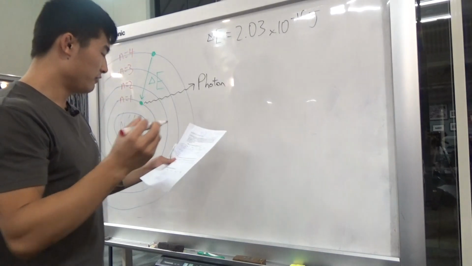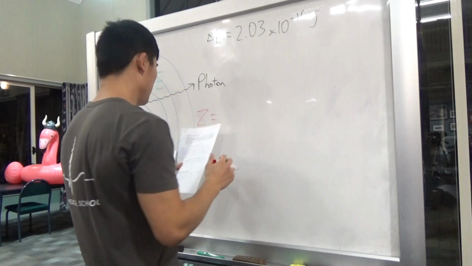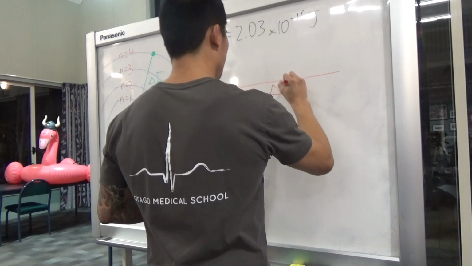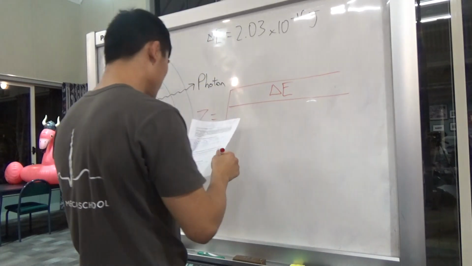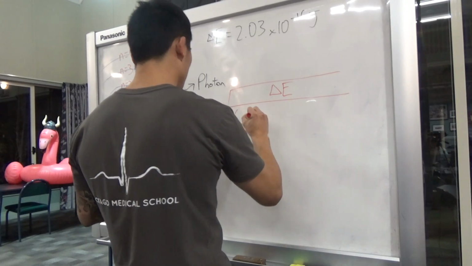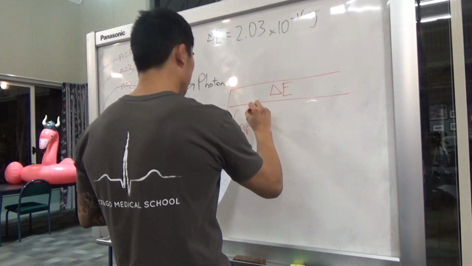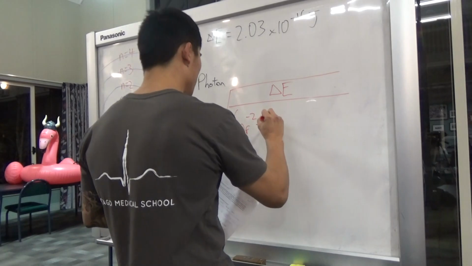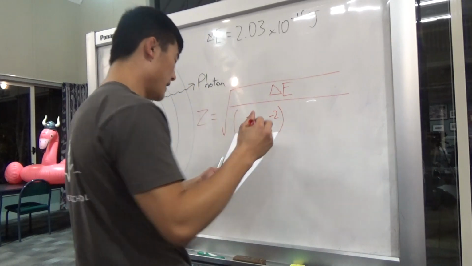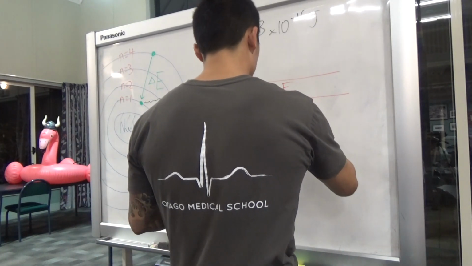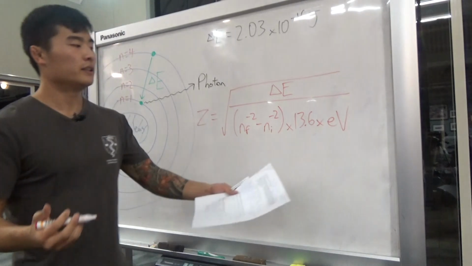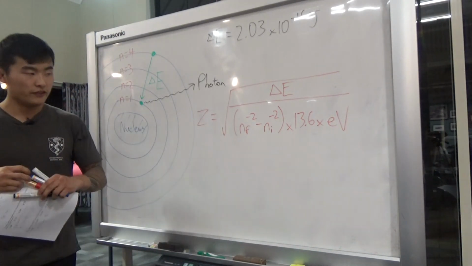So this is a big equation. Z is equal to the square root of the change in energy over, bracket, the final orbital level to the power of negative 2 minus the initial orbital to the power of negative 2, close bracket, times 13.6 times EV. So EV is electron volts.